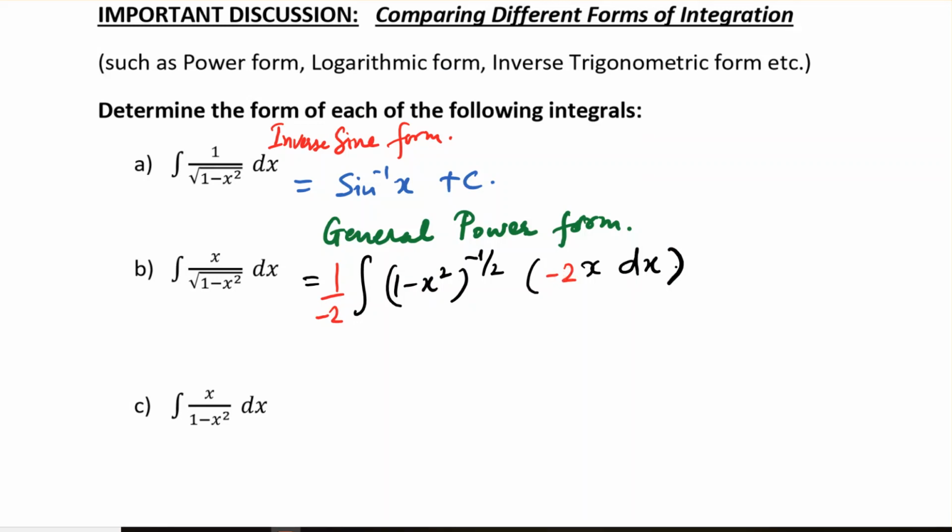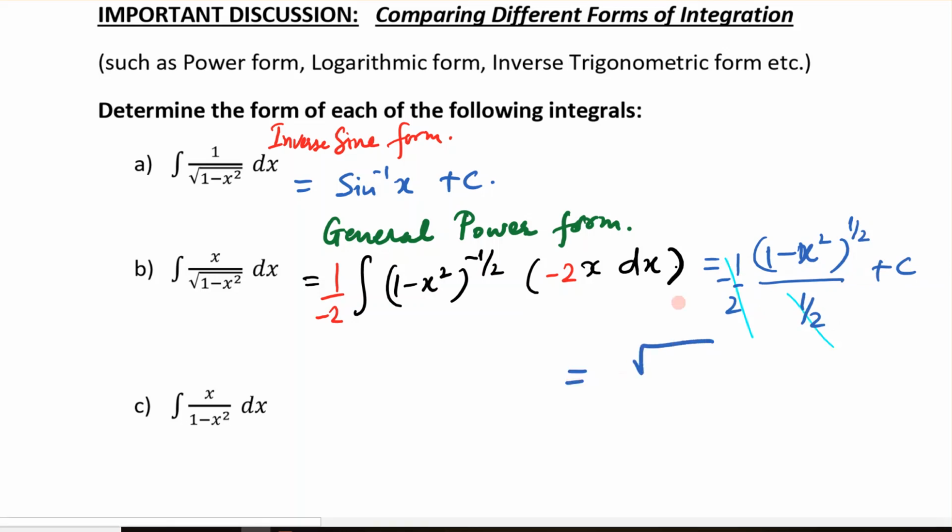Using the power rule, the answer should be: increase the power of the function by 1, so it becomes half, and divide by the same new power, and then we have -1 by 2 outside, plus c. Therefore we got negative square root of 1 minus x squared plus c.